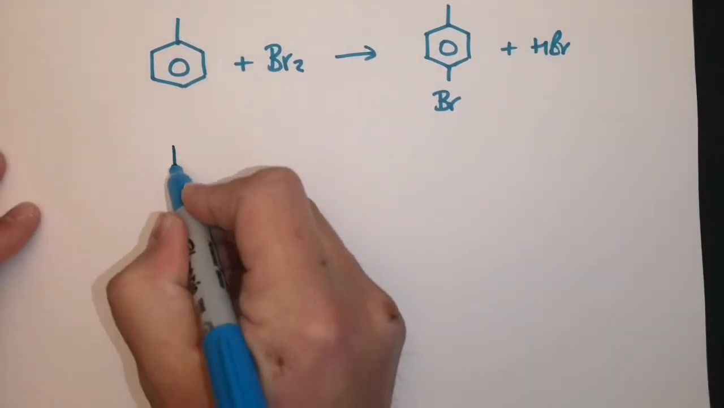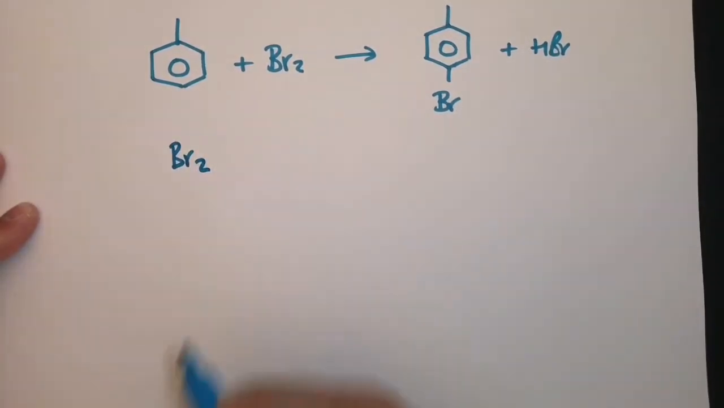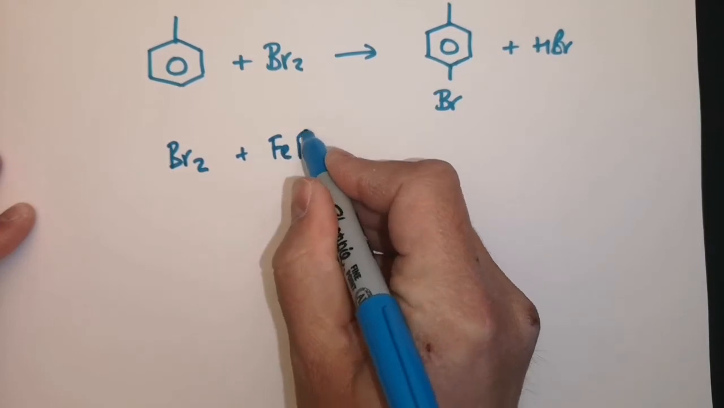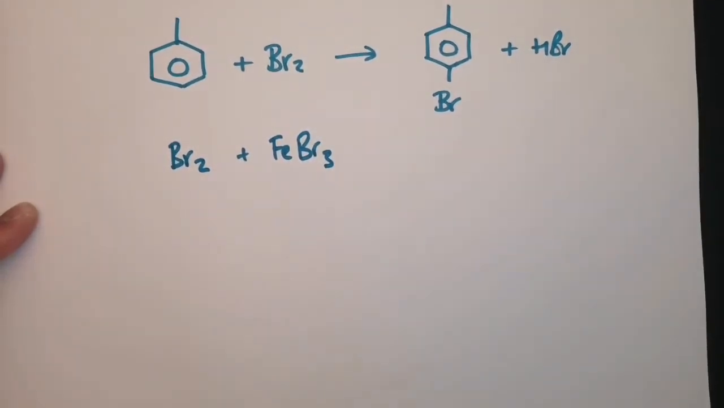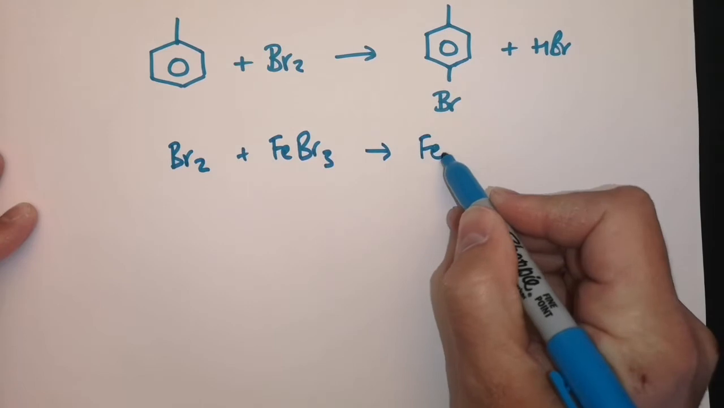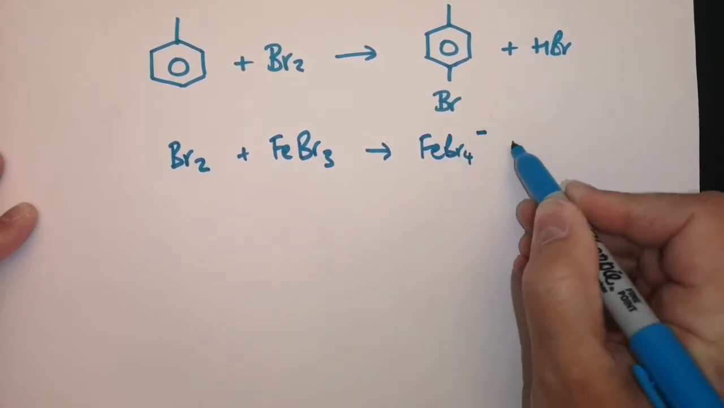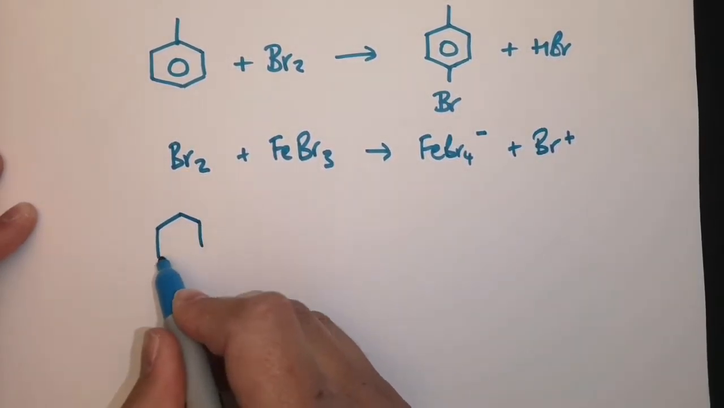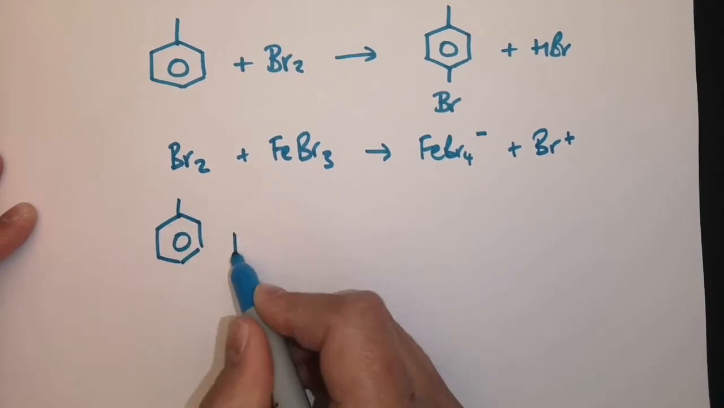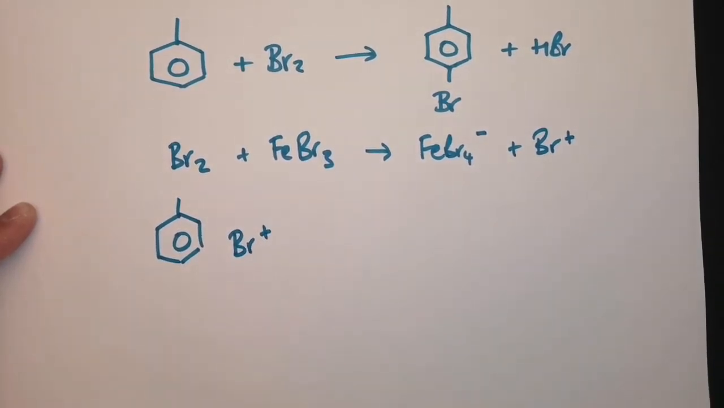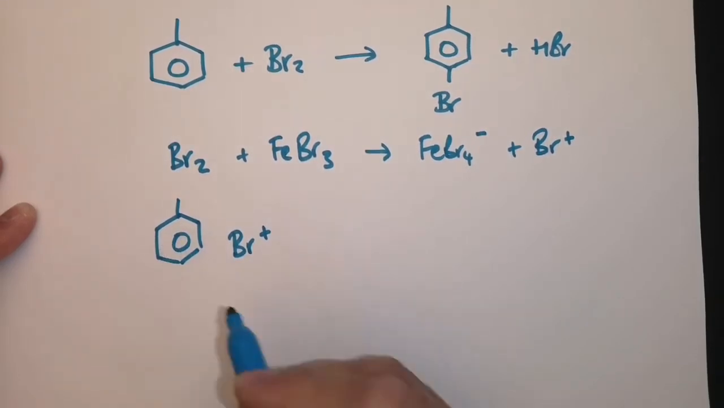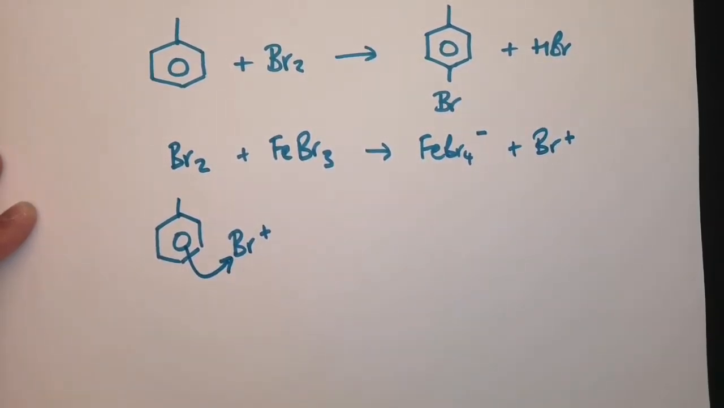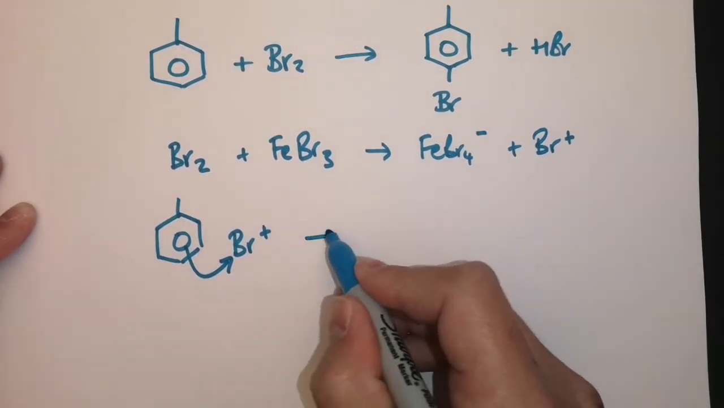And we do that by taking my bromine and reacting it with a halogen carrier, such as FeBr3, to form FeBr4- and a Br+ ion, which is a strong electrophile. That can then approach my methylbenzene, and a movement of a pair of electrons can occur from the pi system, the circle, to the Br+ ion. That then creates the intermediate.